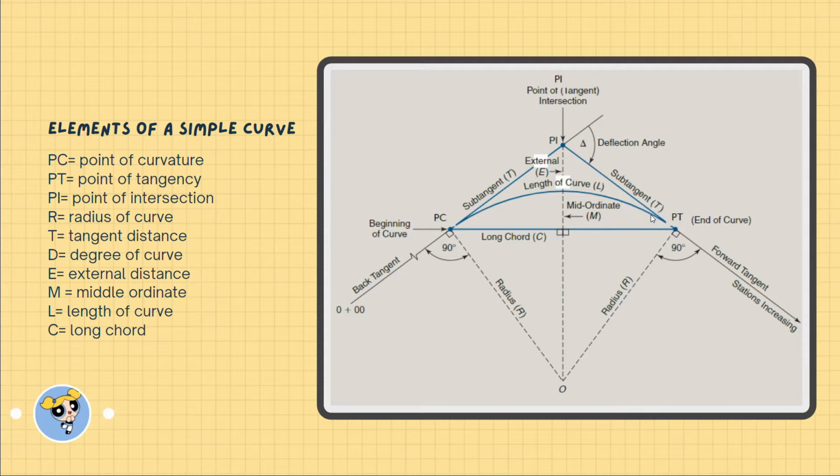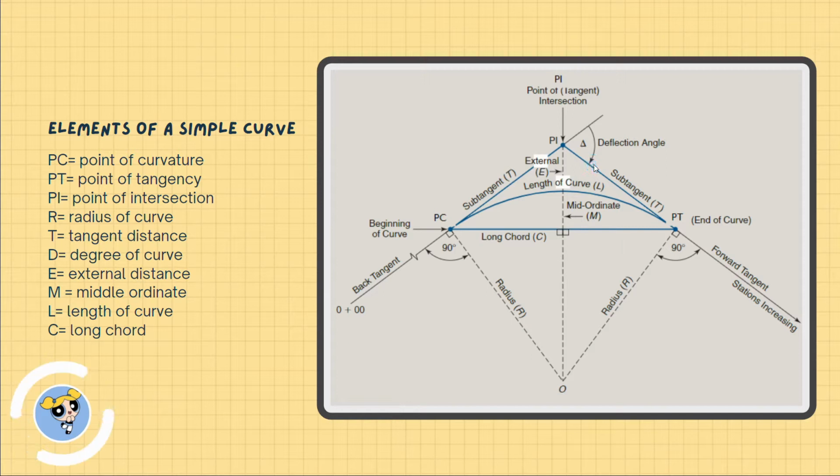Basically, it is the distance along the tangents from the point of intersection to the point of curvature or to the point of tangent C. Bale, these distances are both equal. The angle created by these two tangent lines form an I angle or the central angle. It is also called deflection angle, as you can see in the figure.